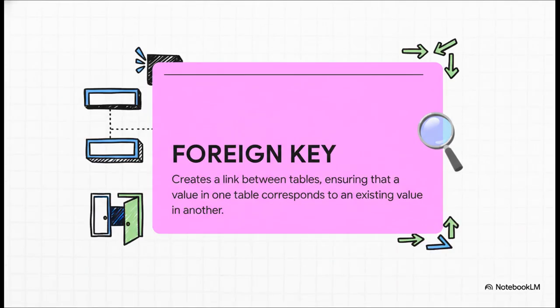Next up is the foreign key. This is the magic that connects our different tables or buildings together. It's a rule that basically says a value in this table must already exist over in that other table. It's what stops you from having an order for a customer who doesn't even exist. It makes sure that all the doors in your building actually lead somewhere and don't just open into thin air.